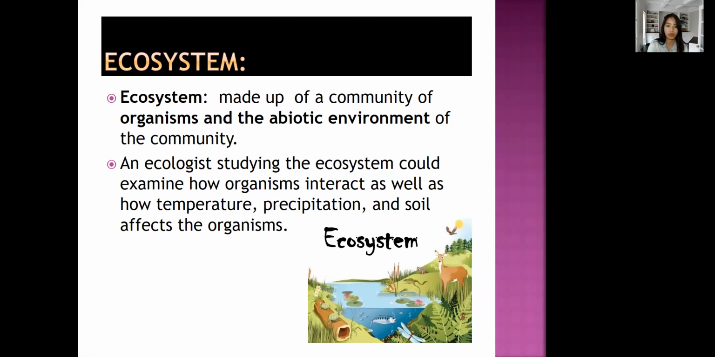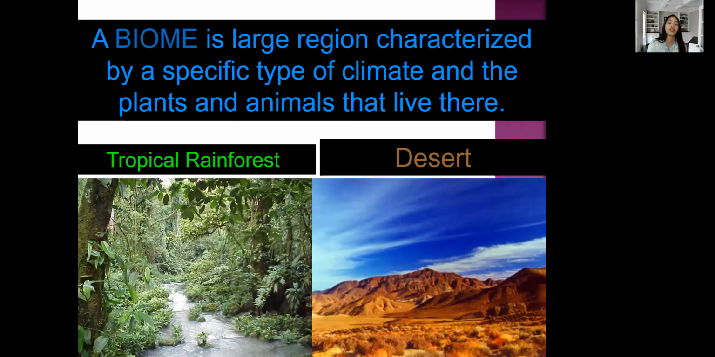So this biome is a large region characterized by a specific type of climate and the plants and animals that live there. So when we say biome, it has the same climatic condition. An example of that is tropical rainforest. It has the same climatic condition, and then desert.